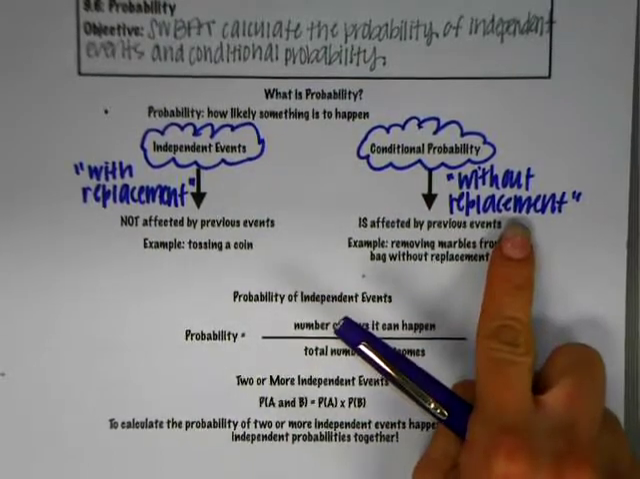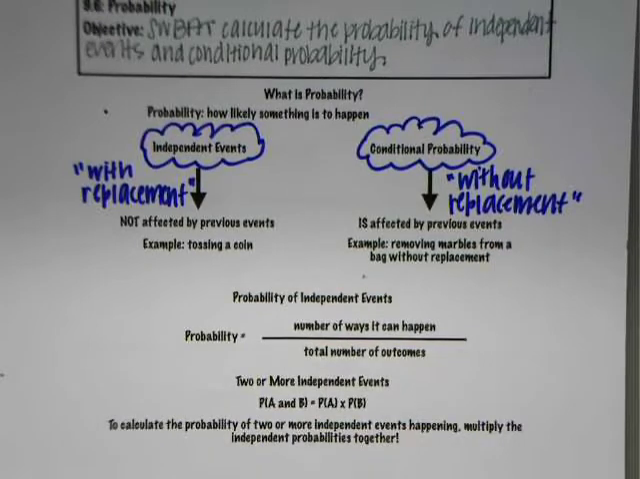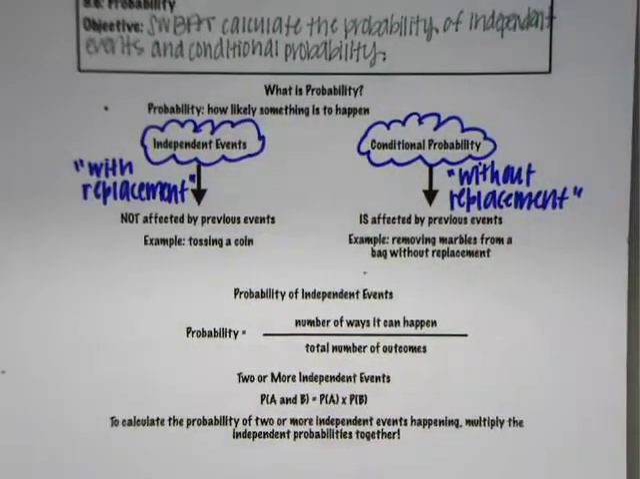Without replacement is, let's say I took a marble out of the bag, and then I put the marble in my pocket, and then I went to take a second marble out. Now do we see how the probability would be different because it depends on what I got the first time? Yeah? Okay. So that's without replacement. So that's the conditional probability.